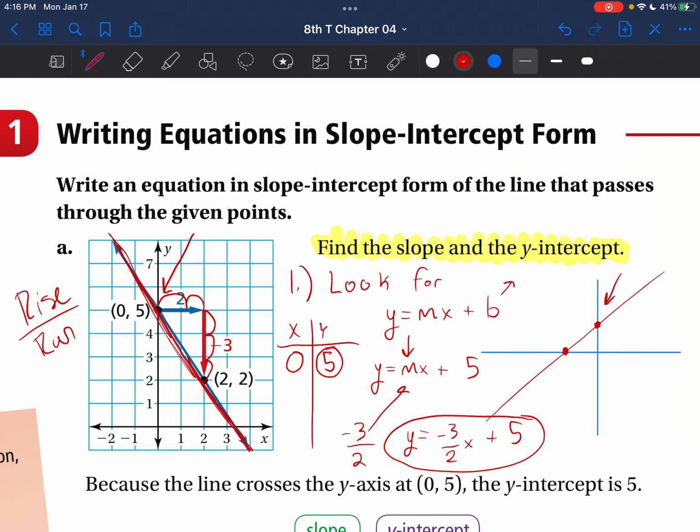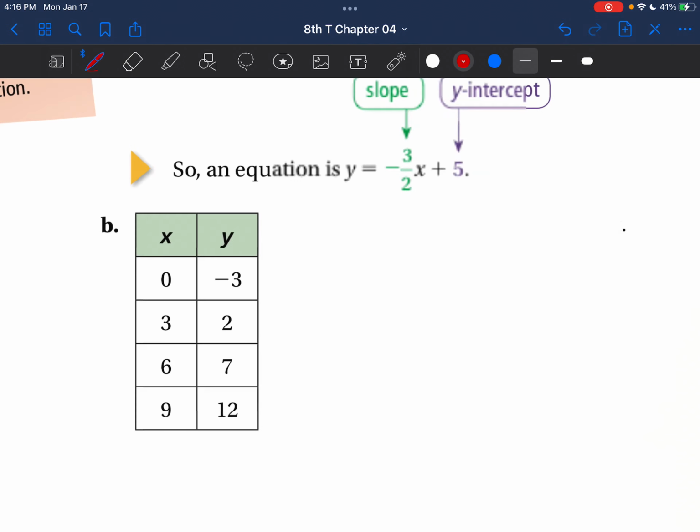All right, the easiest way when they give you a graph is don't worry about y2 minus y1 or anything like that. Your only focus should be on find the y-intercept, count your rise over run, and get the question over with. All right, let's move on to the next question.